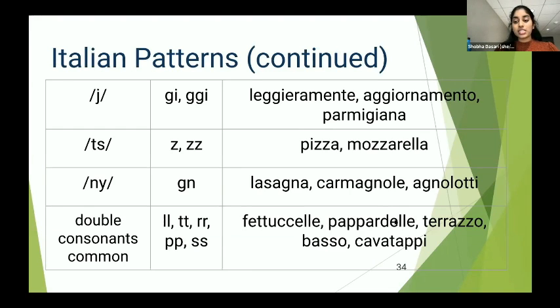So this word has all of them. Pappardelle, which has two P's and two L's. Terrazzo, which has two R's, two Z's. Basso, two S's, and then cavatappi, which has the two P's. So Italian will a lot of times just have the double consonants repeating a lot. And so you can kind of make that decision to double a letter sometimes in Italian words.